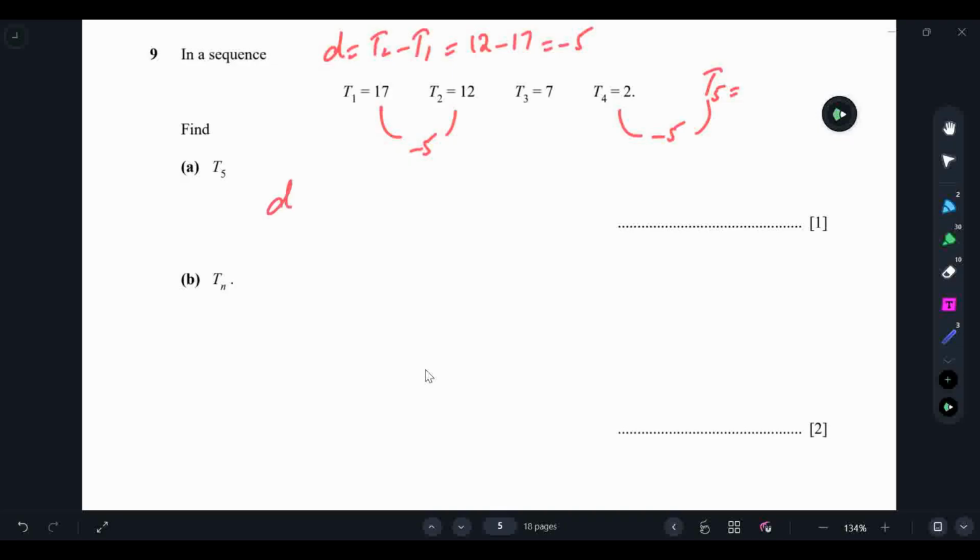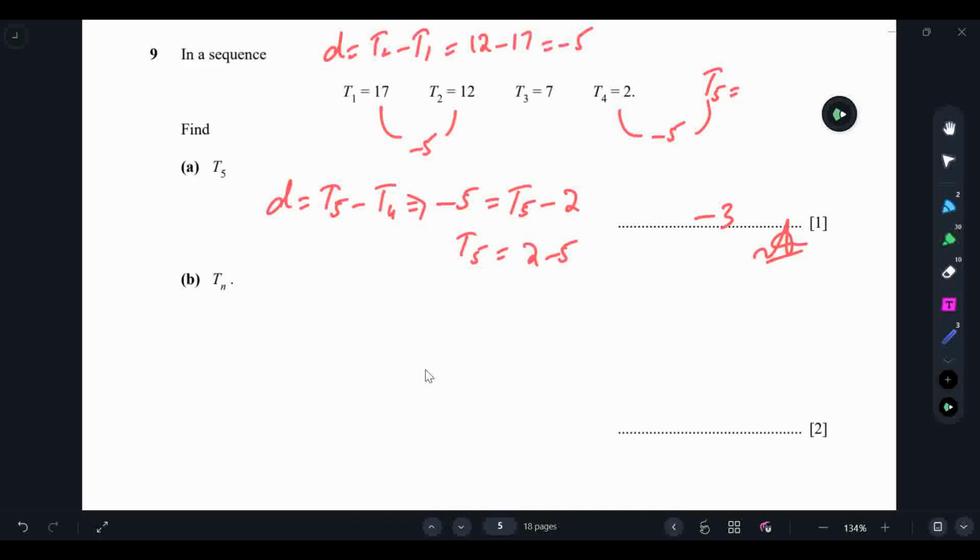So d is equals to the next term minus the previous term. Although we can simplify it using common sense, still if we want to follow the process, T4 is 2, and T5 is equals to 2 minus 5, which means minus 3.